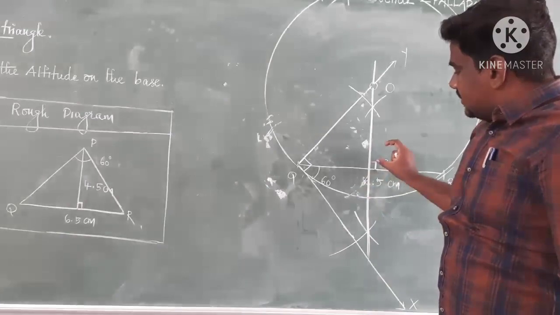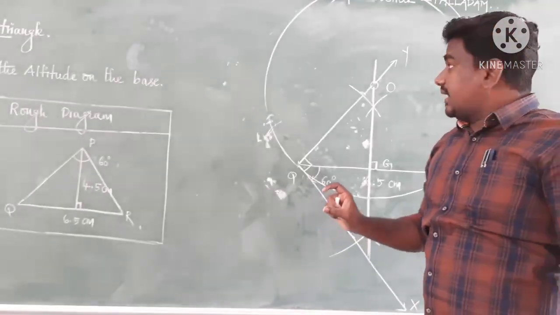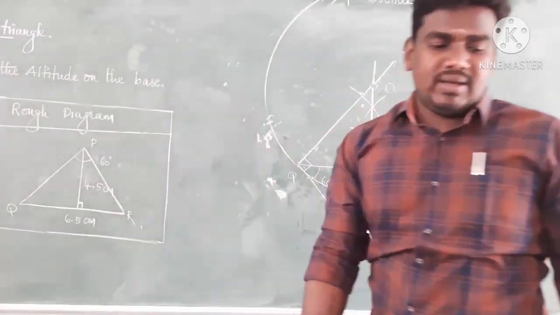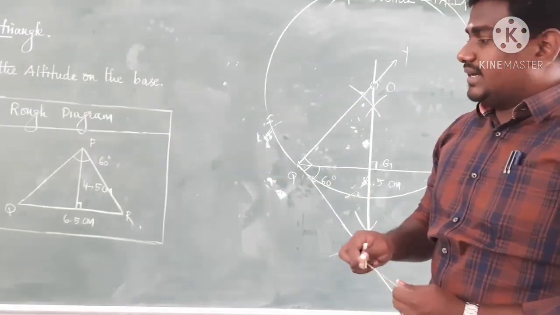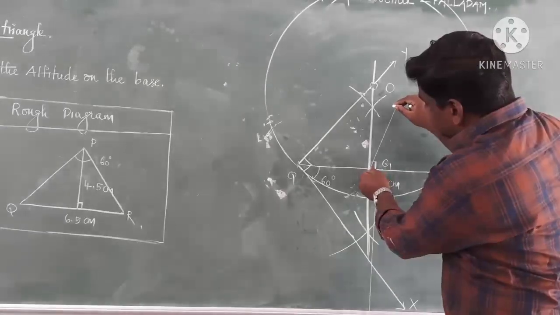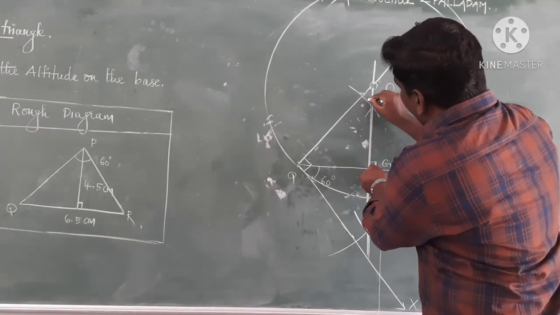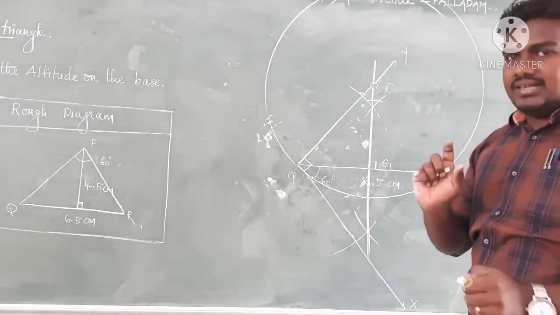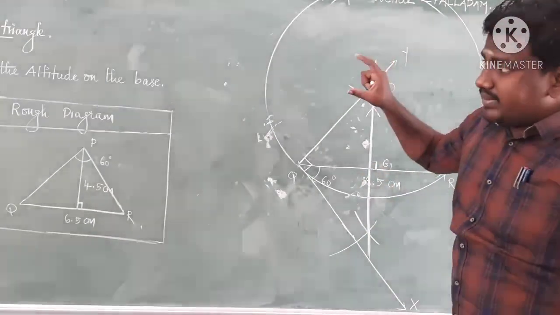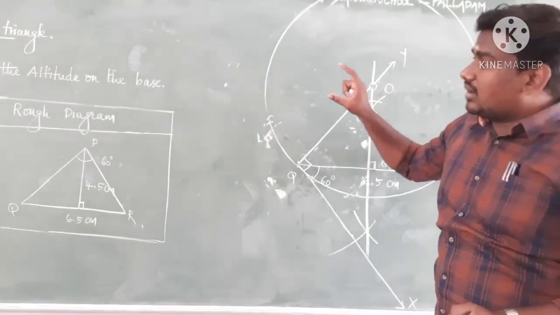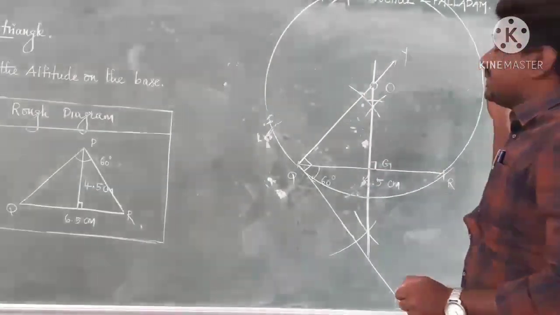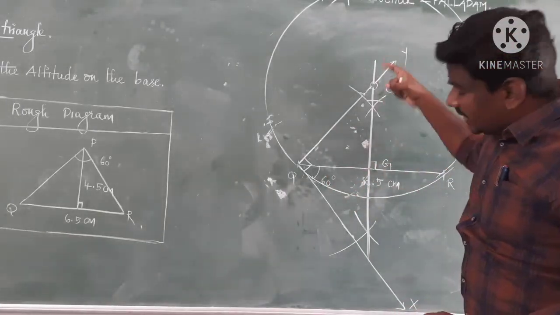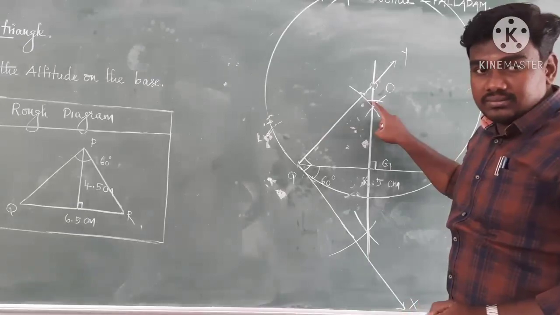Altitude is perpendicular to the opposite side. Now I am going to measure 4.5 centimeter. Take 4.5 centimeter radius and G as a center, and cut an arc on the perpendicular bisector. That is the difference. In the last problem, with the median, I drew an arc on the circle, which means the boundary of the circle. Here I have drawn an arc on the perpendicular bisector.